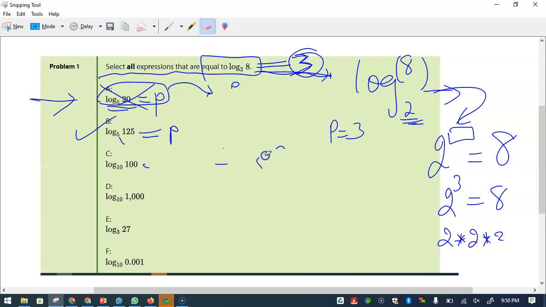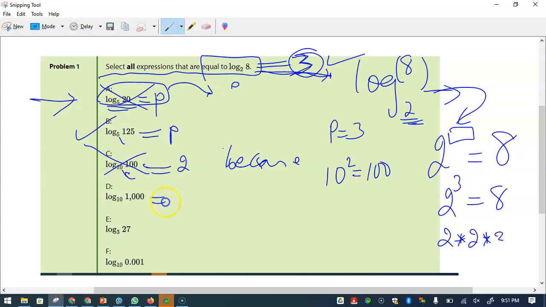What about the logarithm of 100? We know 10 raised to 2 is 100, so this answer has to be 2. We need to have 3, so this cannot be the answer. Now here, you don't know, put a P, so ask the question: 10 raised to what is 1,000? It has to be 3. So the answer P has to be 3. So this is correct.